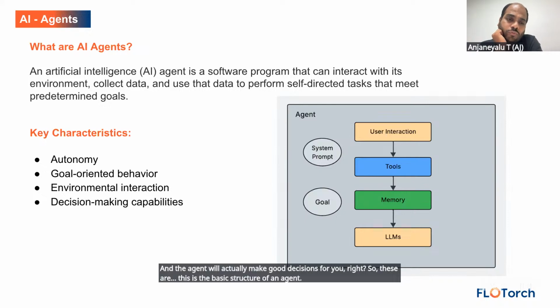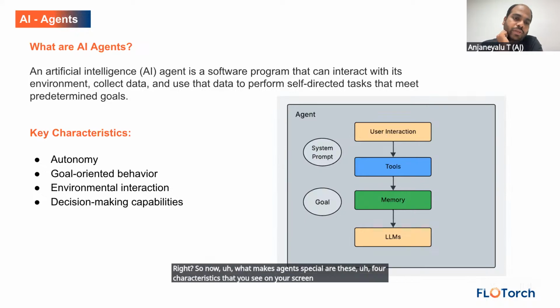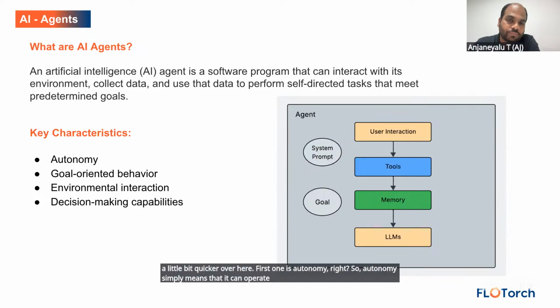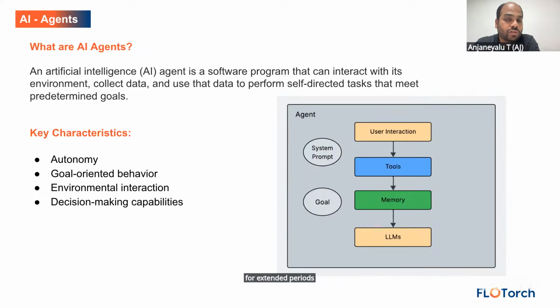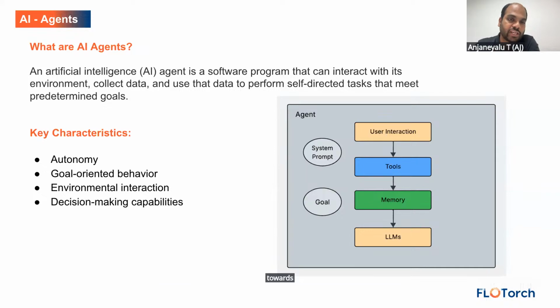Now, what makes agents special are these four characteristics that you see on your screen. I'll go one by one, a little bit quicker over here. First one is autonomy. Autonomy simply means that it can operate independently for extended periods without human intervention. That's something very important. Let's say I have given a goal, and the agent keeps on working towards achieving that goal.